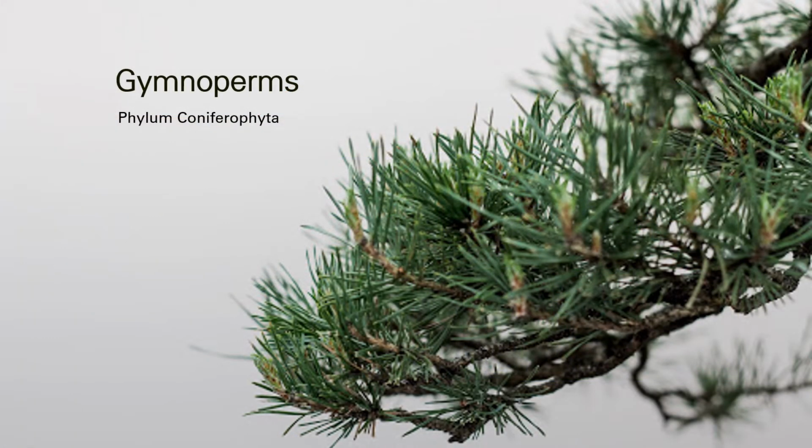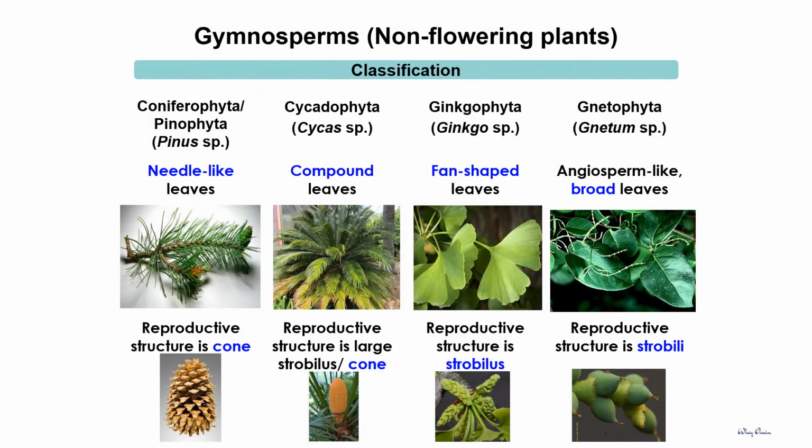Let's move on to the more advanced plants, which are Gymnosperms. We are going to focus on Phylum Coniferophyta. Gymnosperms are also known as non-flowering plants, and there are four main phyla of Gymnosperms. The first is Coniferophyta or Pinophyta, and the examples are Pinus species. The second phylum is Cycadophyta, and the example is Cycas species. And we have Ginkgophyta, Ginkgo species, and Gnetophyta, and the example is Gnetum species.